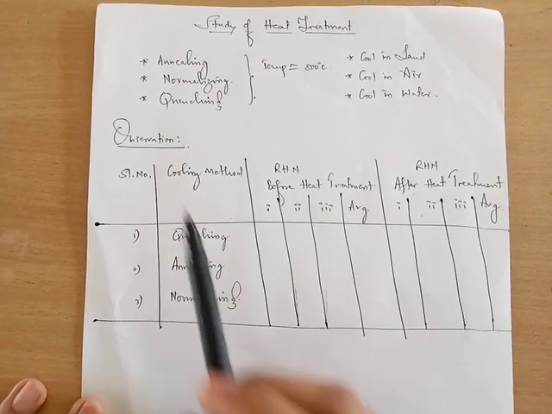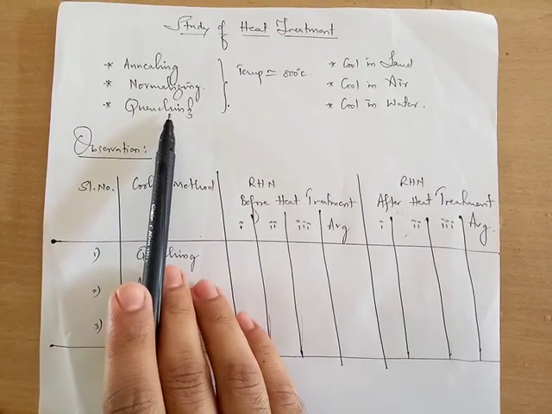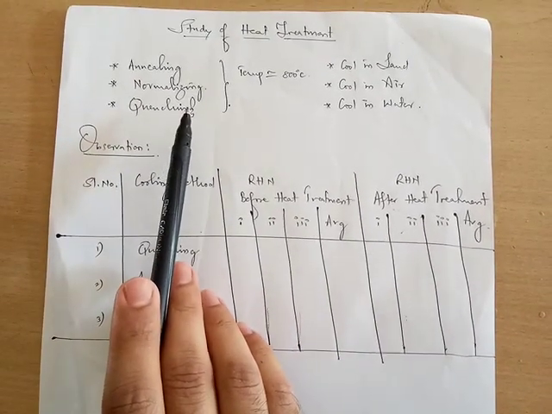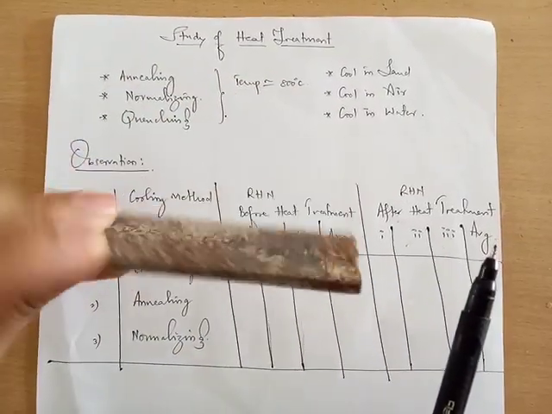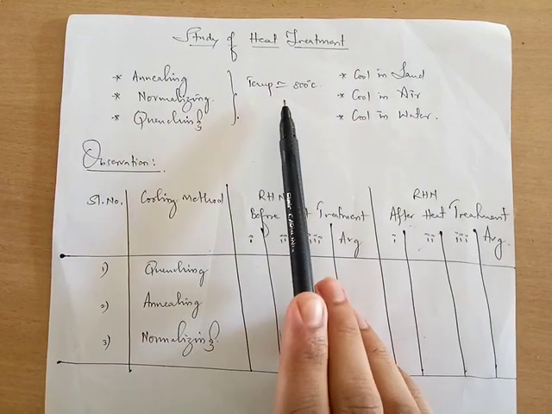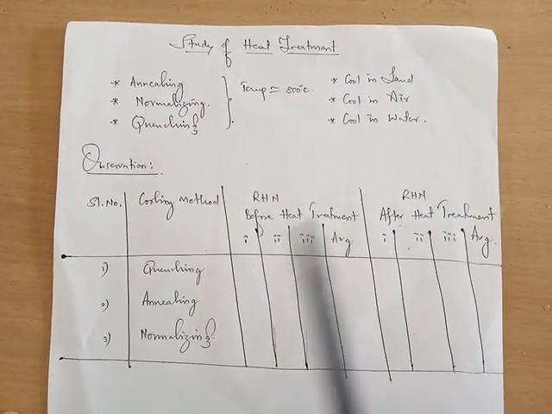Right, so we'll be studying three types of heat treatment methods: annealing, normalizing and quenching. In each of these cases we'll be heating the specimen. The specimen is here. I am going to heat this specimen at a temperature of around 800 degrees Celsius in a furnace called a muffle furnace. I will be showing you in a while.